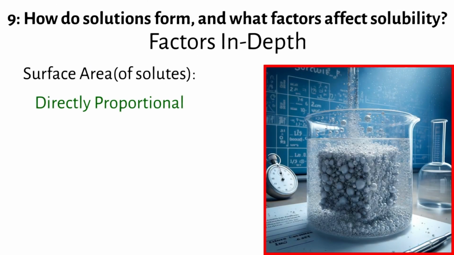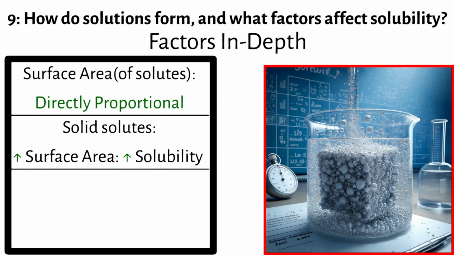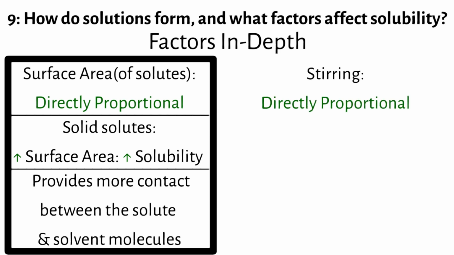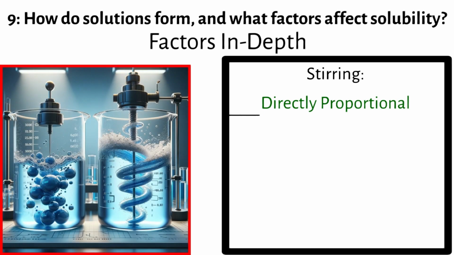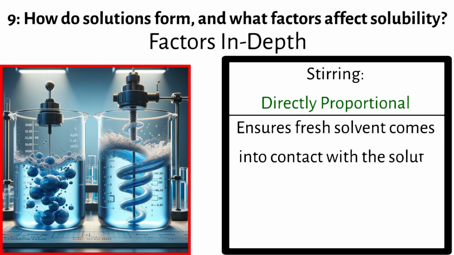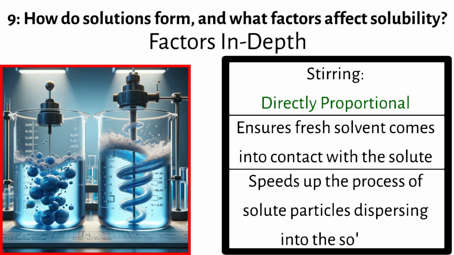Surface area. For solid solutes, increasing the surface area exposed to the solvent typically increases the rate of dissolution because it provides more contact between the solute and solvent molecules. Stirring. Stirring a solution increases the rate of dissolution by ensuring fresh solvent continually comes into contact with the solute, thus speeding up the process of solute particles dispersing into the solvent.